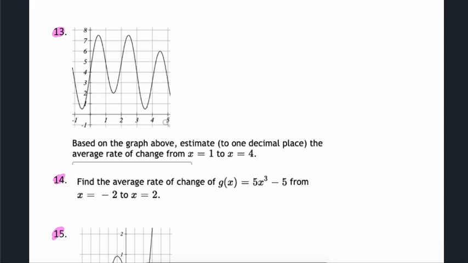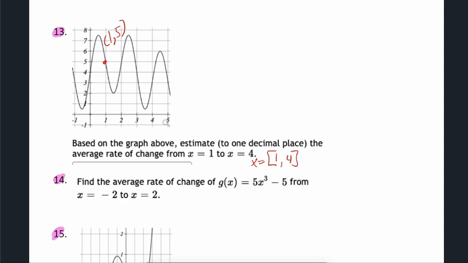So 13 says, based on the graph, estimate to 1 decimal place the average rate of change from x equals 1 to x equals 4. Sometimes, and I think I might have written on the quiz, I say on the interval from 1 to 4. It means the exact same thing. Starting at 1 and ending at 4, what is your average rate of change? You're going to do it exactly like this. You're going to go to the graph, find an x value of 1, go up to the graph, put a dot, label that point.